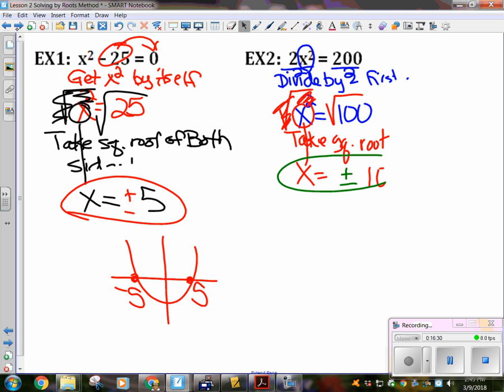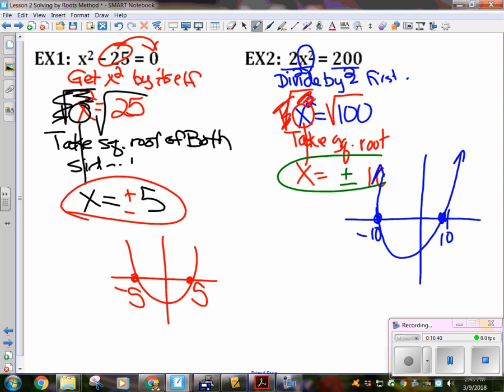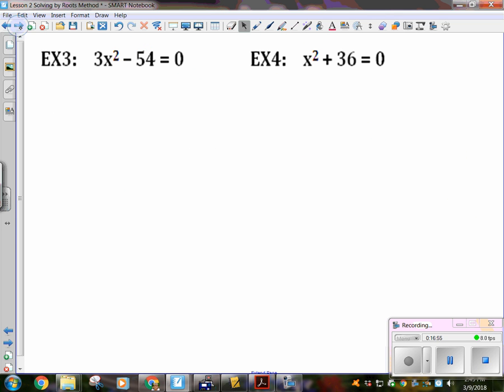Okay. All right. If I graph it, it crosses at -10 and +10. I don't want you to lose track of the fact this is a U-shaped graph called a what? Parabola. We're solving for up to as many as how many? 2 answers. Okay? 2 answers today.